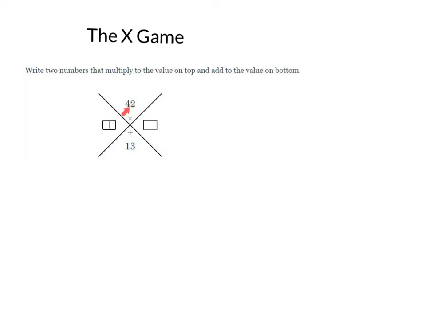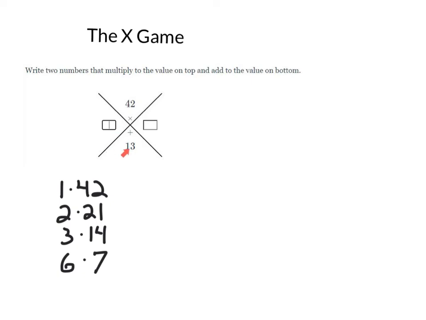So think about the factors of 42 that add up to 13. If we were to consider the factors of 42, let's see, I'll just do that right here. We could do 1 times 42. We could do 2 times 21. 3 times 14. And 6 times 7.